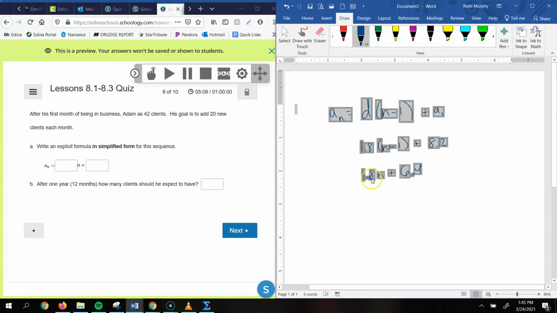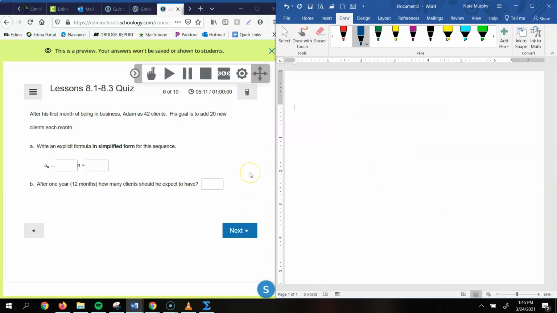All right, here's another situation where it says after his first month of being in business, Adam has 42 clients. His goal is to add 20 new clients each month. So we want to write an explicit formula in simplified form for the sequence. It doesn't tell us that this is an arithmetic sequence, but we can figure it out by the fact that we're adding 20 new patients each month. So that's our constant difference.